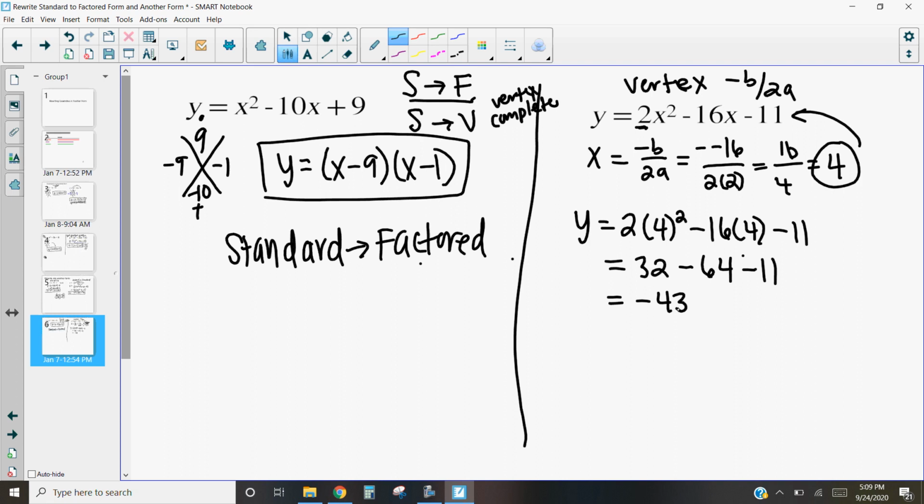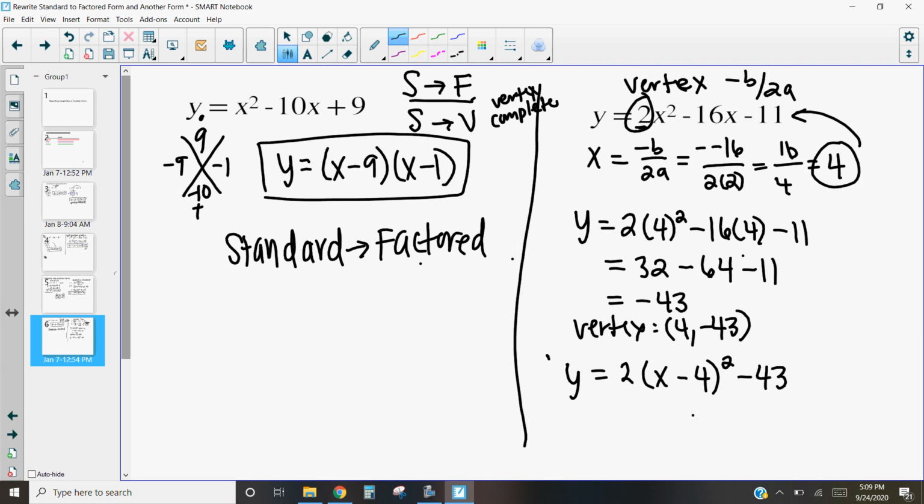And so as we write this in vertex form, remember our vertex is now going to be 4, negative 43. So this will expand out to be y equals, our a value stays the same, so it's still going to be a 2 times x minus 4 squared minus 43. And that is how we can change.